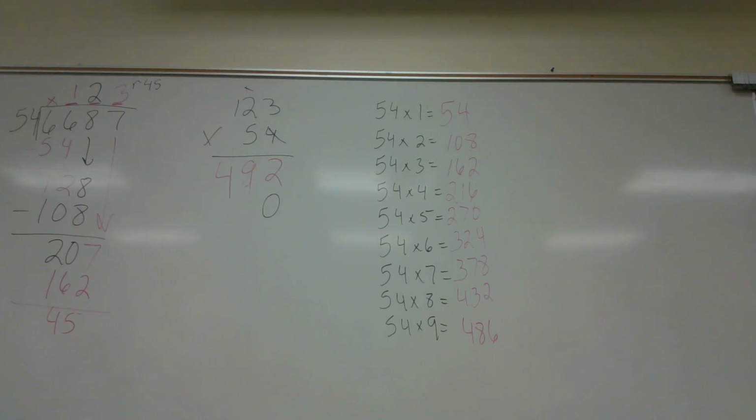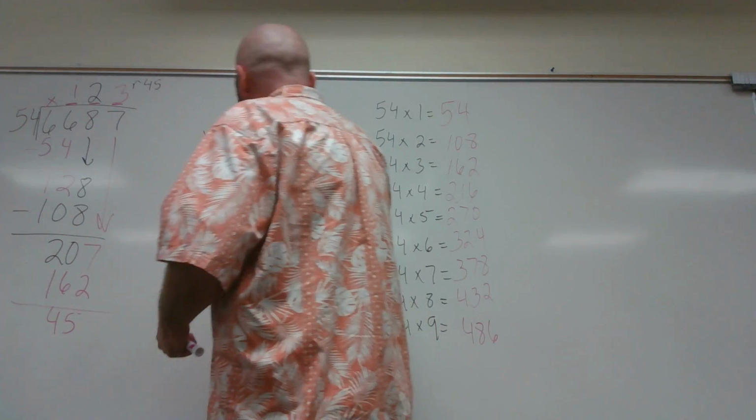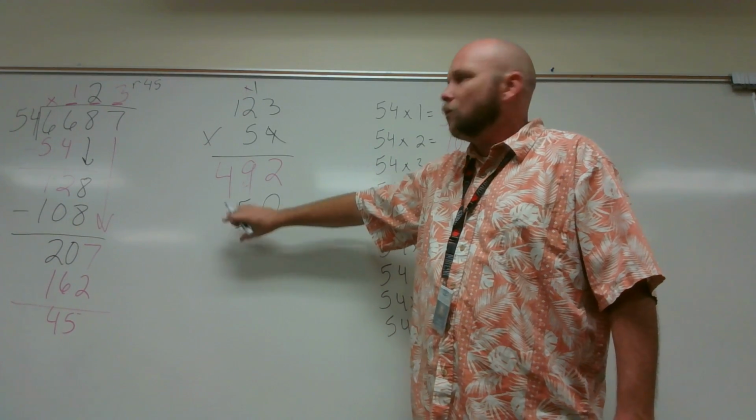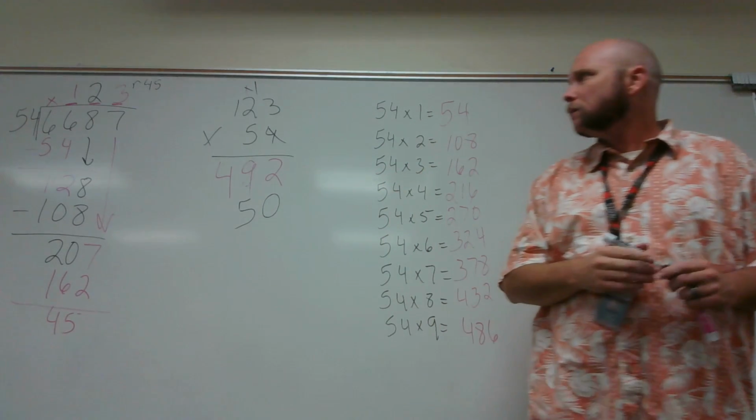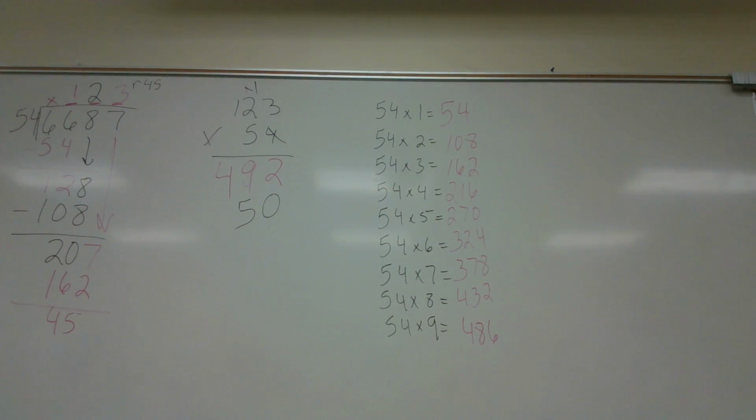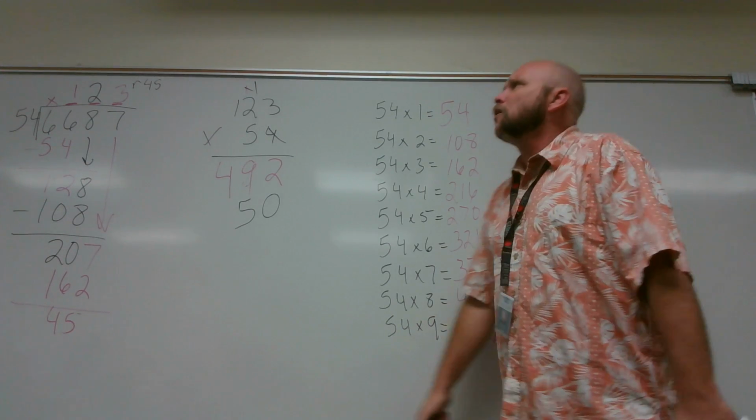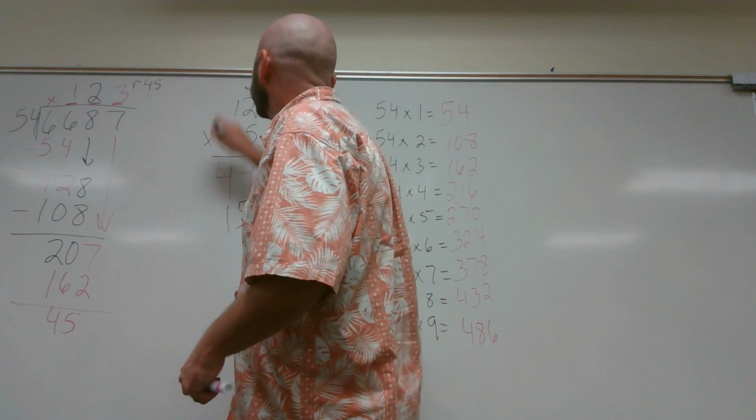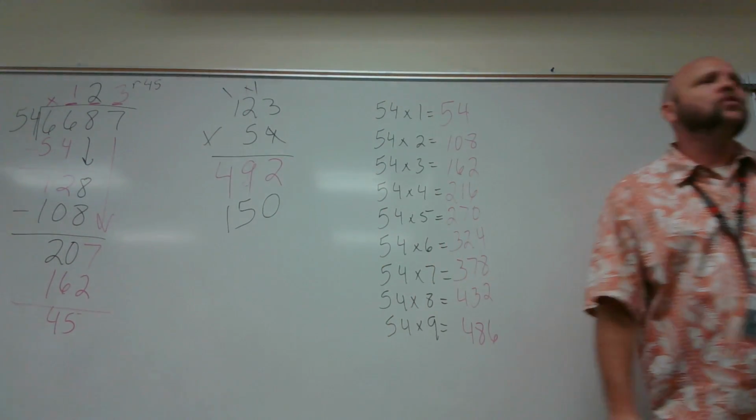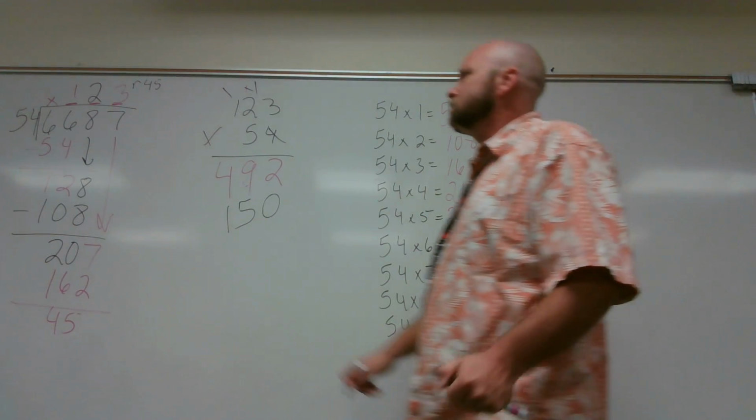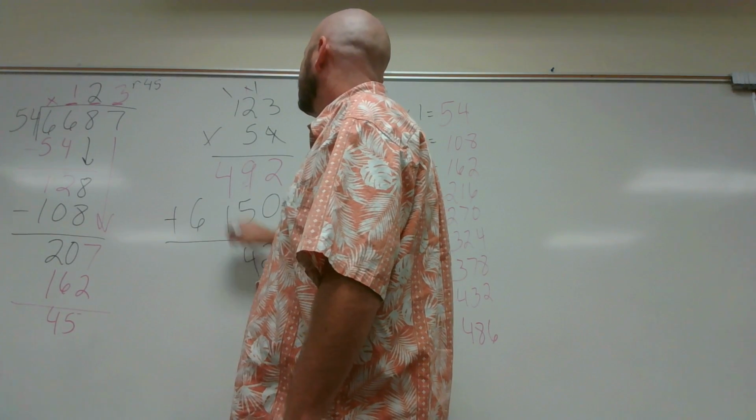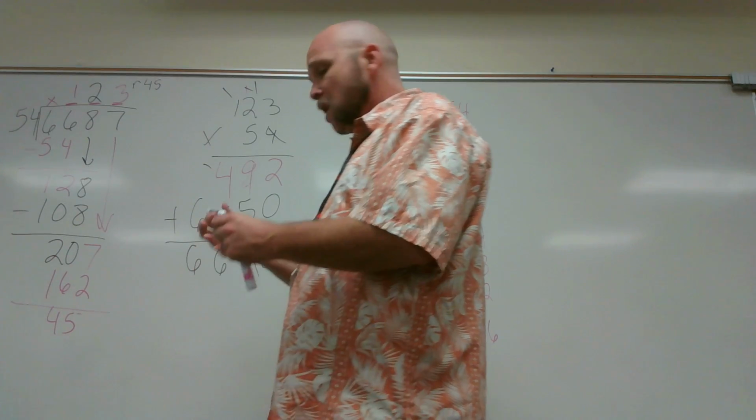Now I multiply 5 times 3 and I get 15. Put my 5, carry my 1. That means I have 15 tens, or 5 tens and 1 hundred. All right. So 5 times 2 is, plus 1 is 11. Carry the 1. 5 times 1 is 5, plus 1 is 6. 7, 8, 9, 10. We add 14, 6.